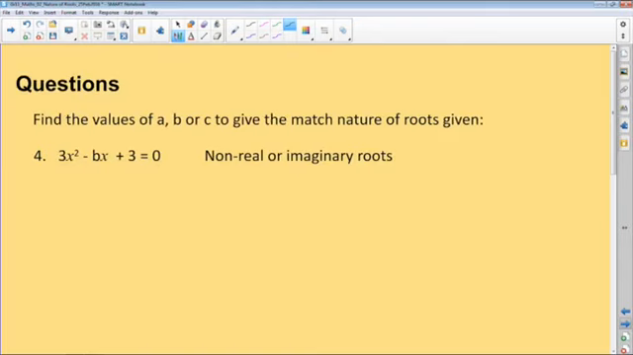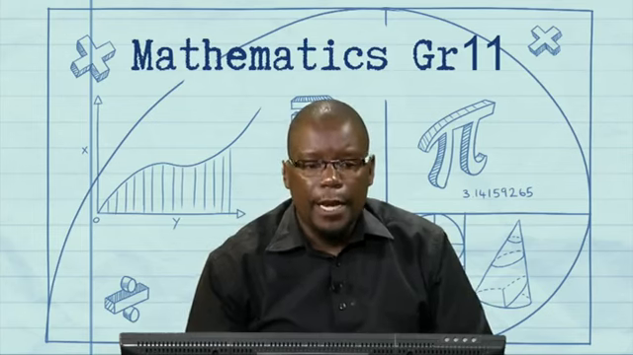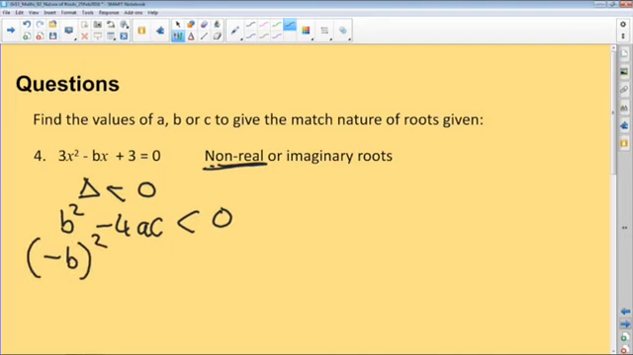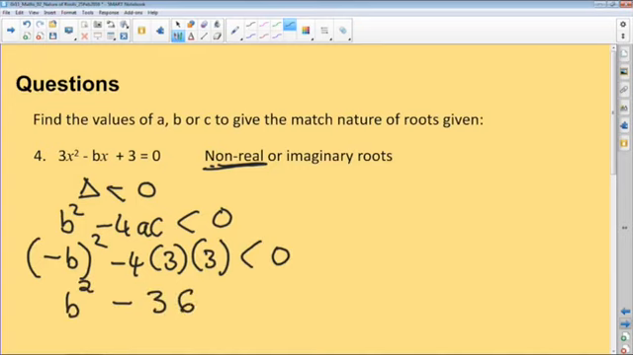All right, now again here, we're working out what the value of b is, but for non-real roots. Again, non-real roots, the square root of a negative number. So the discriminant should be less than 0. So your b squared minus 4ac is less than 0. So you've got b squared minus 4, your a is 3, and then your c is 3, that's less than 0. So you've got b squared minus 36 is less than 0.